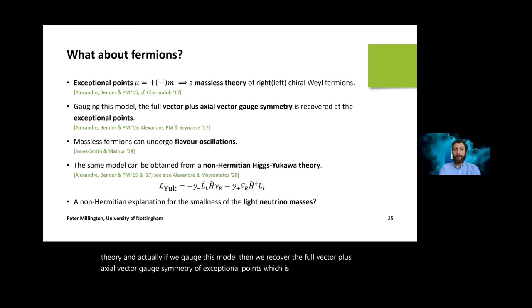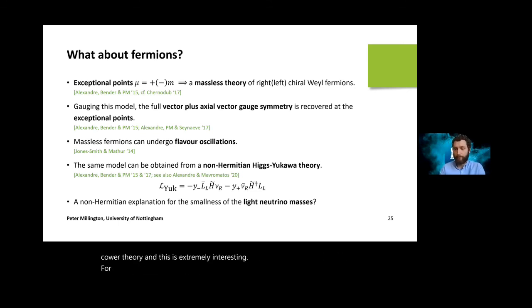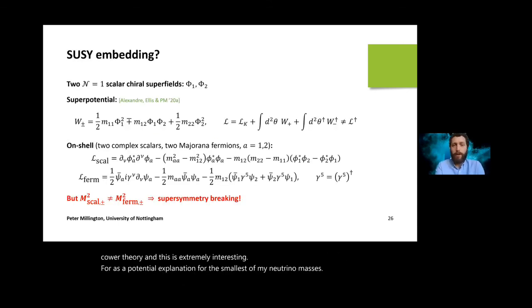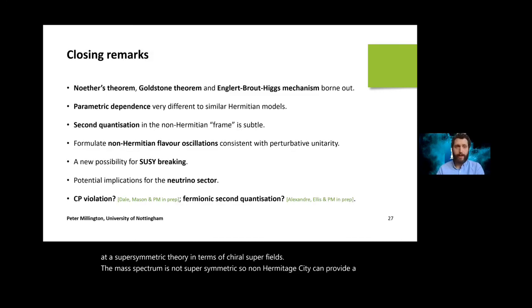And this also means that massless fermions can undergo flavour oscillations, and we can embed this entire structure in a non-Hermitian Higgs-Yukawa theory. And this is extremely interesting as a potential explanation for the smallness of light neutrino masses. So just to flash up whether you can embed this in supersymmetry, you can. And the bottom line is that for certain models, even though you write down a supersymmetric theory in terms of chiral superfields, the mass spectrum is not supersymmetric. So non-hermiticity can provide a new route to supersymmetry breaking.